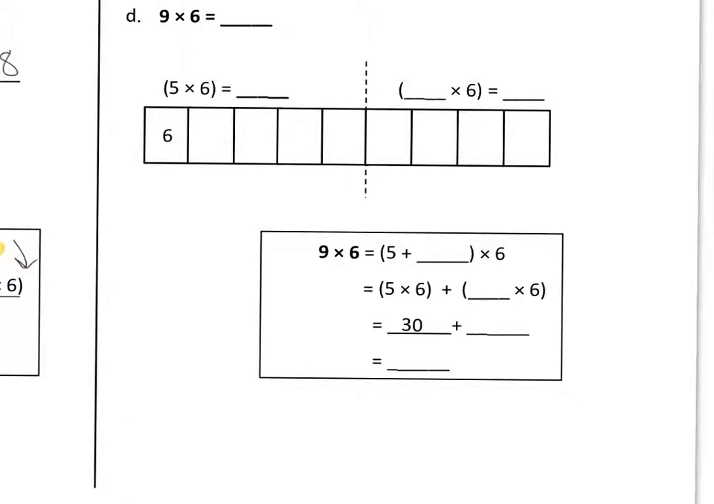I see it already. 9 times 6, they're going to keep making the 5. It's right here. 5 times 6. So we know this. We know that this is 6, 6, 6, 6. We know 5 times 6 by now is 30. So how many 6s are left? You can either look at it here. 9 minus 5 gives me this answer.